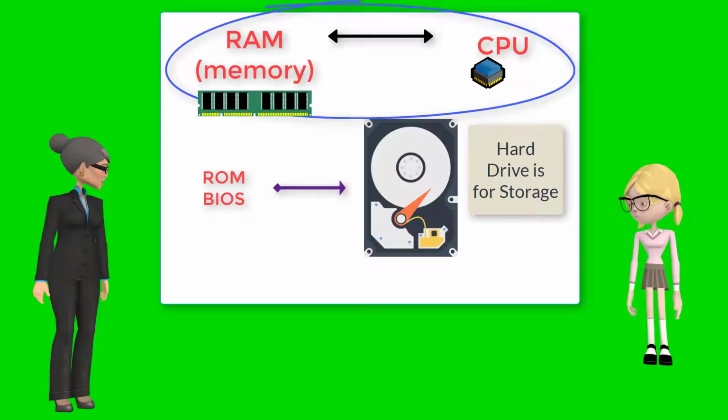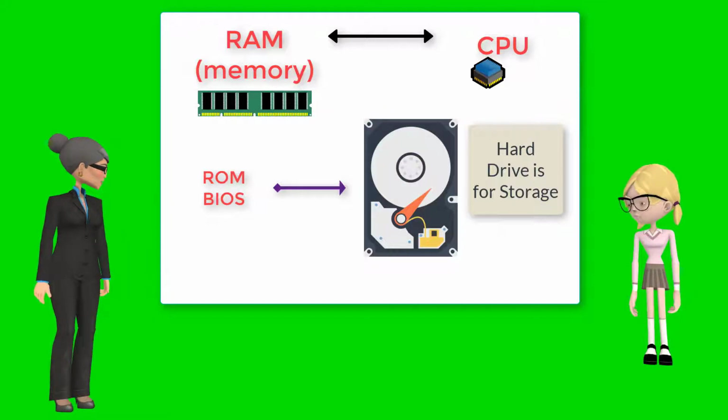RAM is random access memory. Memory is different than storage. You might remember a few seconds ago I mentioned your hard disk drive is storage. Storage is where things are saved, but to use something in storage, it has to be moved into memory, or what we call RAM. RAM is what works along with your CPU.